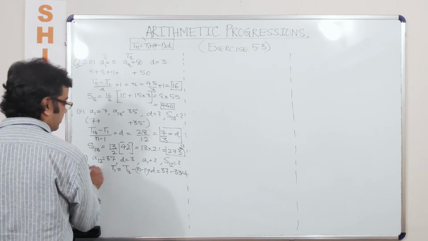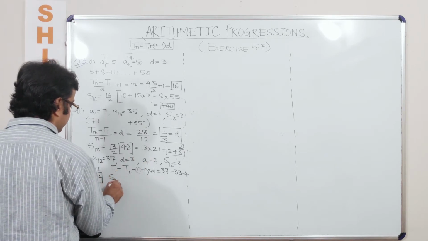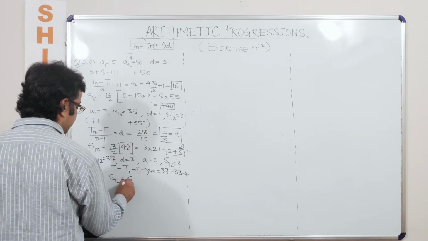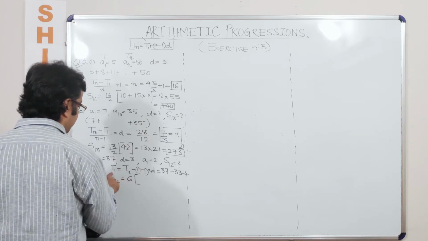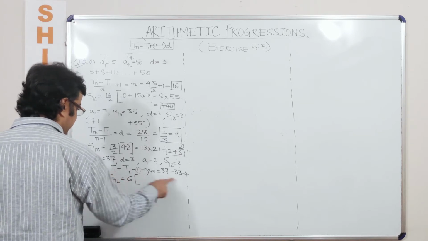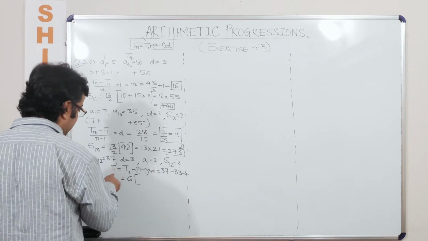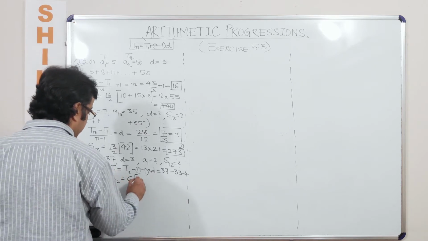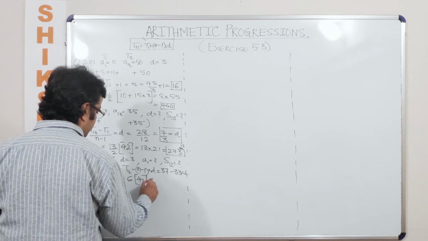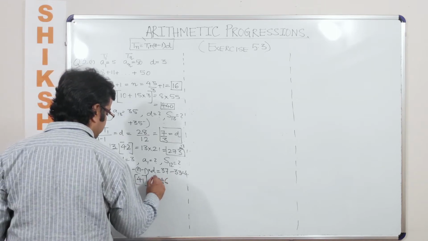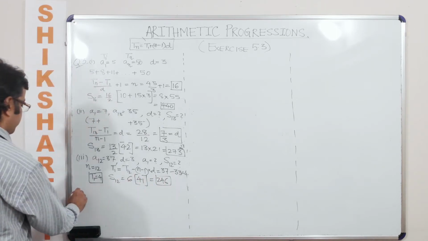And then the second thing that you need to find out here is the sum for the first 12 terms, which is just like saying 12 by 2, which is 6, times (T1 plus Tn). So T1 is 4 and Tn here is T12, 41, which makes it 246. Talking about the fourth subpart.